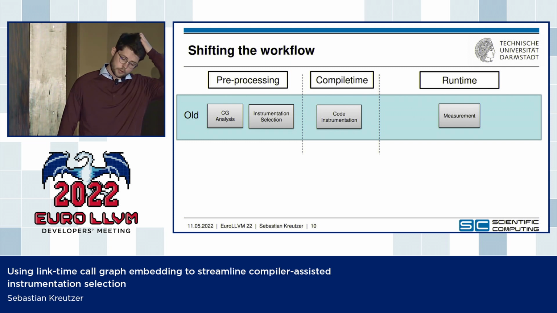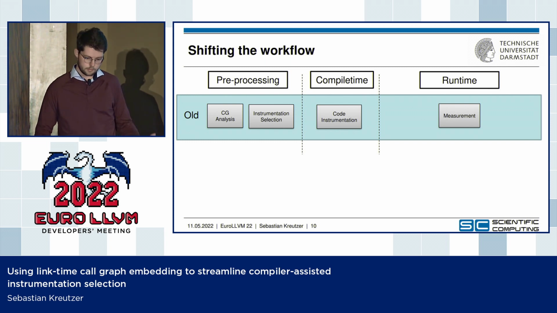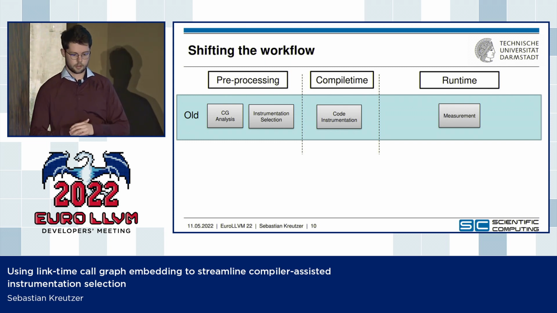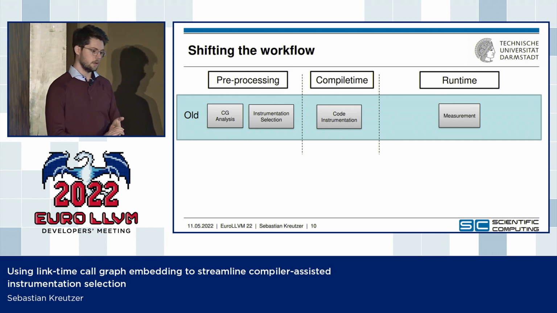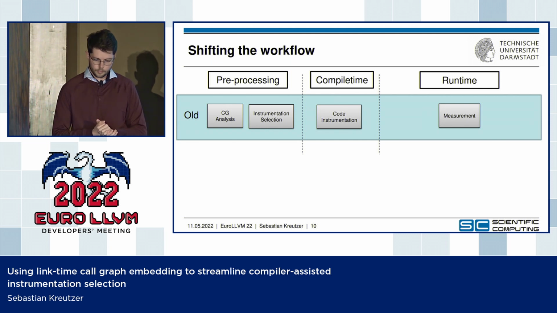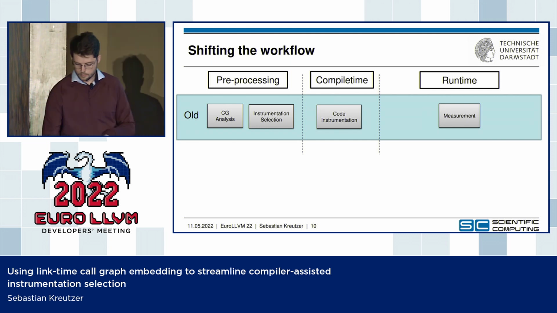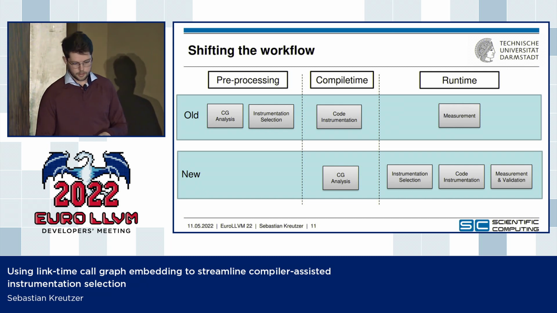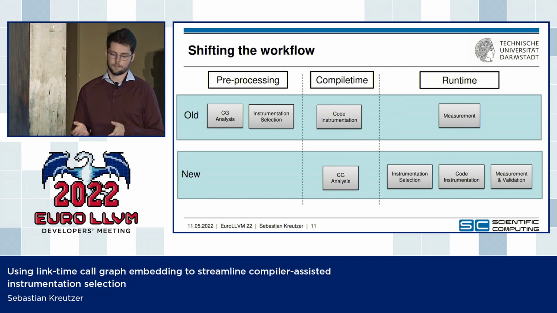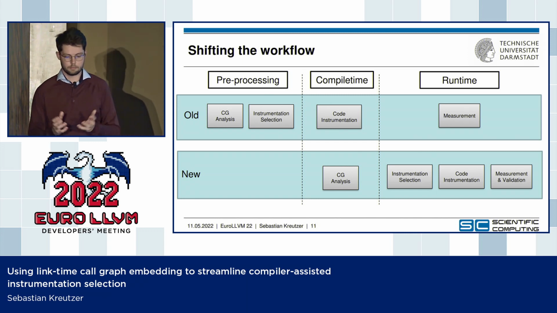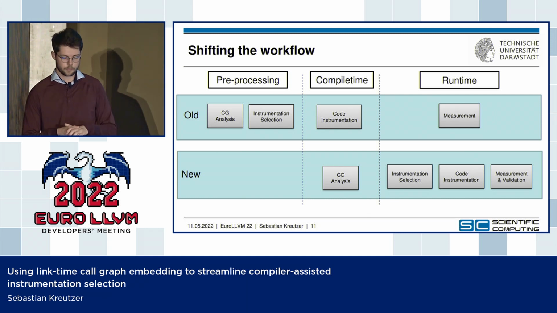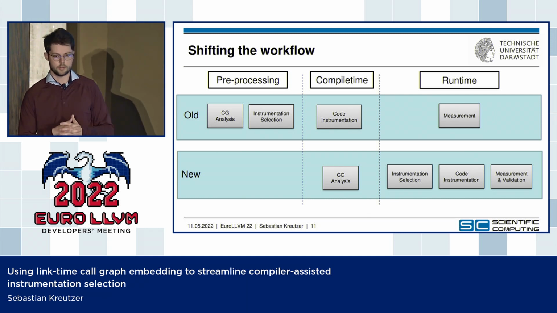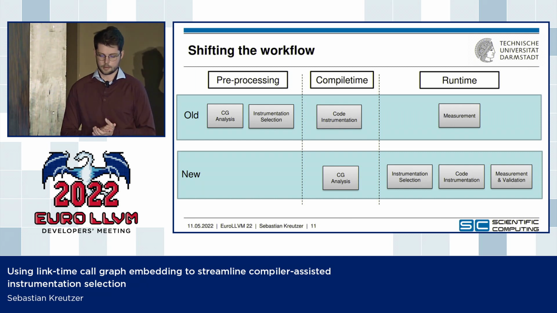So, what we're trying to do now, and what's the topic of this talk, is shifting the workflow. We're trying to fully eliminate this whole pre-processing step, and we are doing this by running the call graph analysis at compile time. So for that, we can't really use the normal optimization pipeline with a plugin because we need a whole program view. And that's why we use link time optimization to run this analysis.